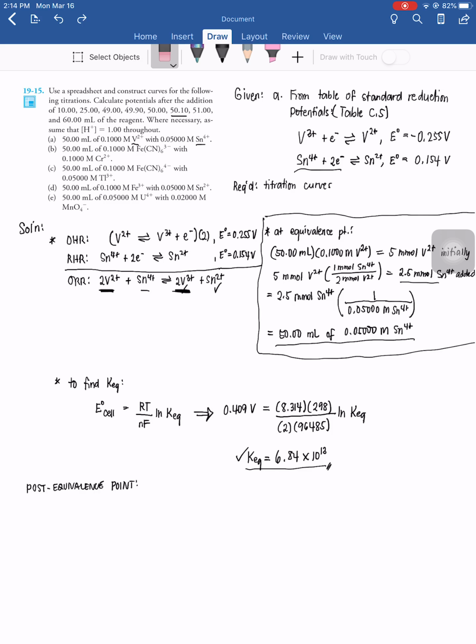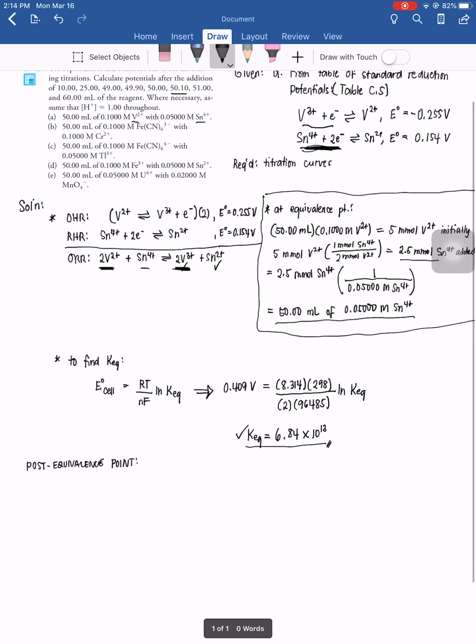Post-equivalence point, our approach to solve this one is pretty much what we've already done for the pre-equivalence point regions. However, post-equivalence, we take note that we already have an excess of tin 4, and all of the vanadium has been used up. So post-equivalence, we just use whatever is in excess. That is to say, we base all of our computations on our tin 4.